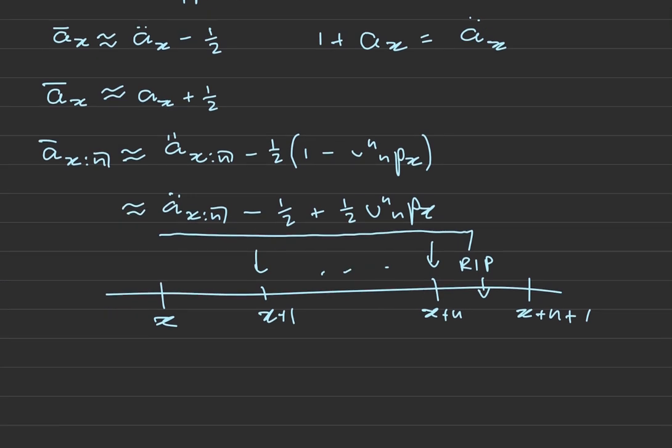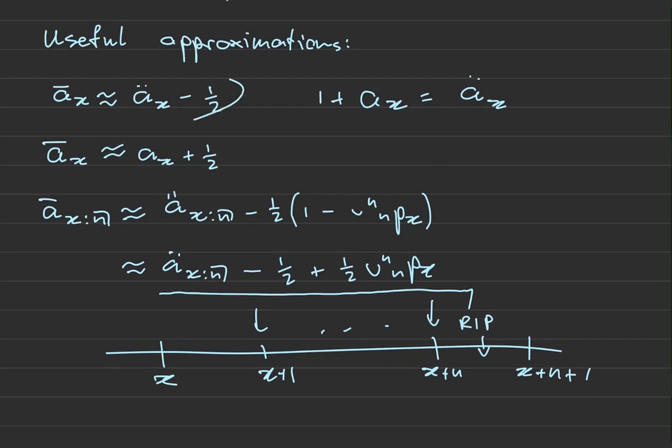Now, let's deal with this temporary annuity and why this makes sense. Relating it to the continuous annuity, I subtract this half, as I did in this case, to account for this half that's missing at the start of the year. But now, at the end of the contract, there is another payment that I must account for.